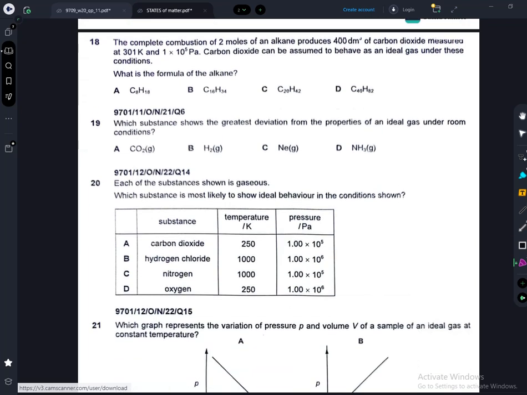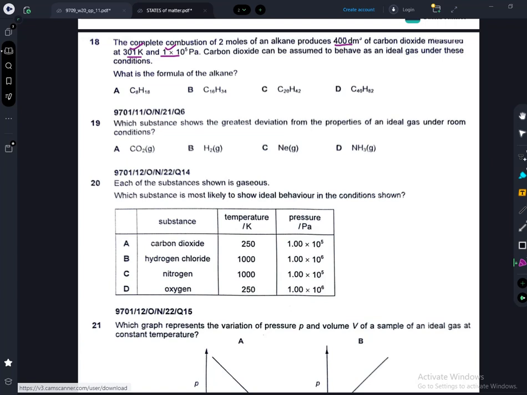Okay, so question number 18. The complete combustion of 2 moles of an alkane produces 400 decimeter cube of carbon dioxide measured at 301 Kelvin and standard atmospheric pressure. Carbon dioxide can behave as an ideal gas under these conditions. What is the formula of the alkane? You notice 301 Kelvin is room temperature. This is the standard atmospheric temperature.